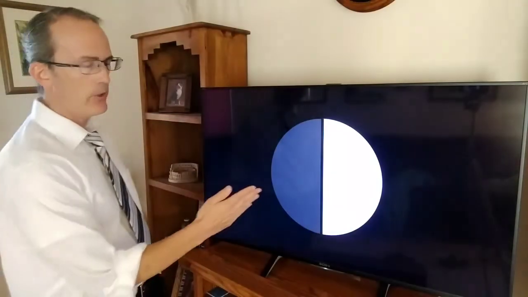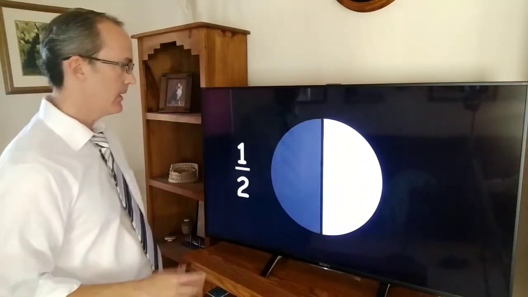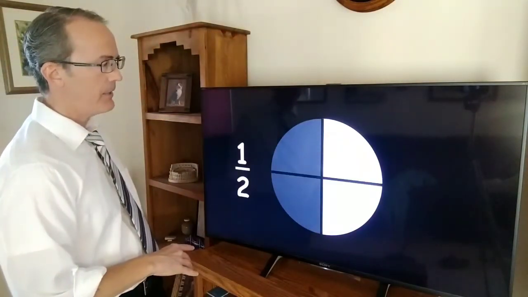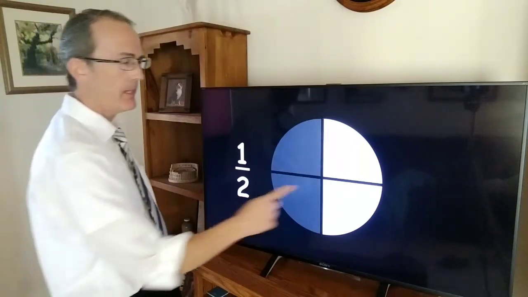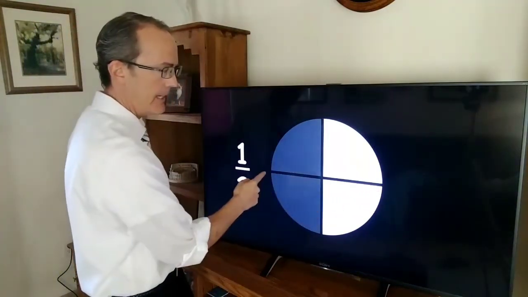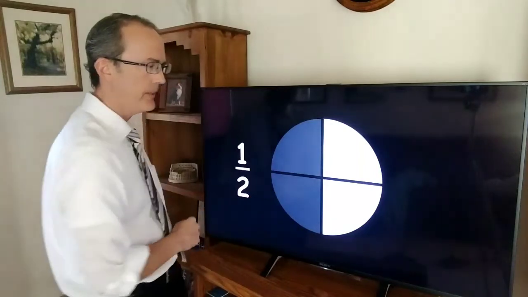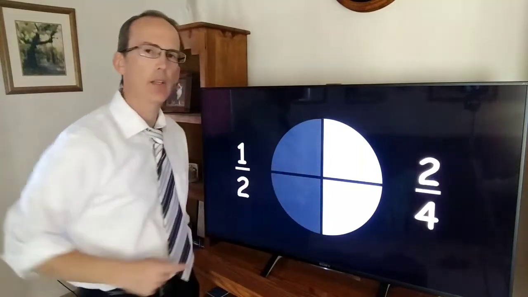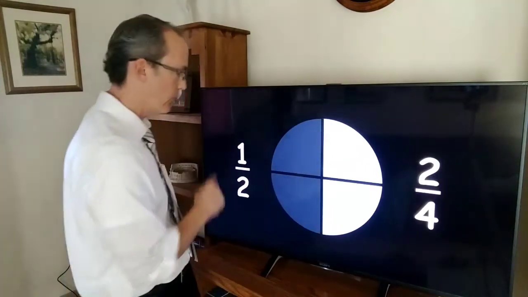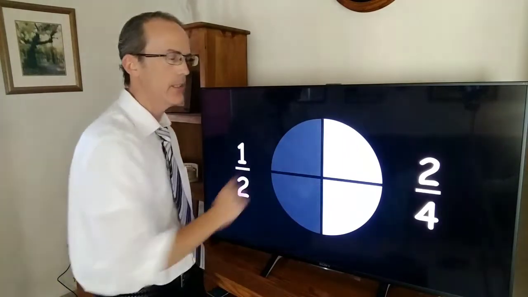So I'm going to take my circle and I'm going to divide it in half. Next, I'm going to find the equivalent of 1/2 by cutting each piece in half. So now I have 4 pieces, and you can see 2 of them are colored. So we have 2/4. 1/2 is equivalent to 2/4.